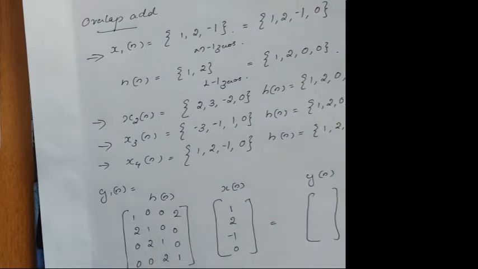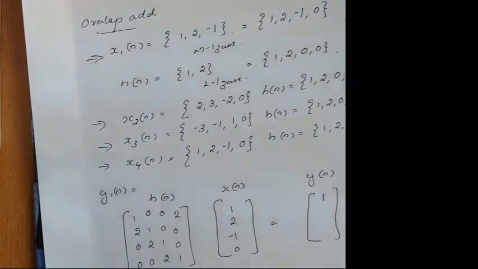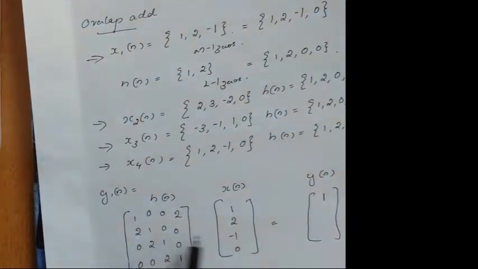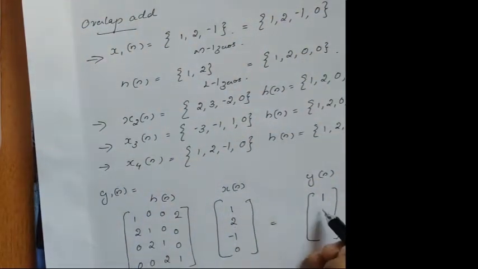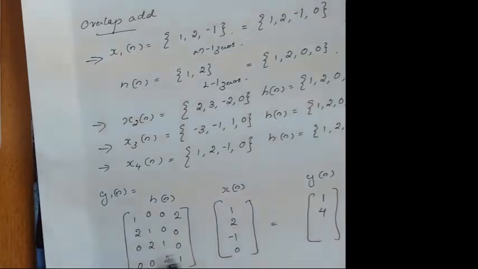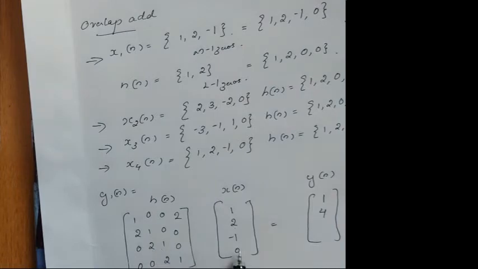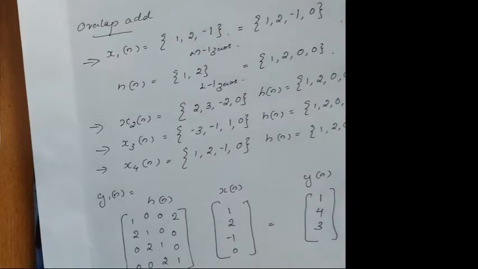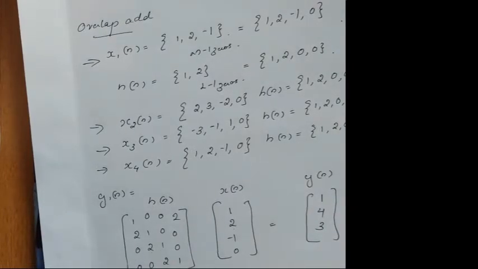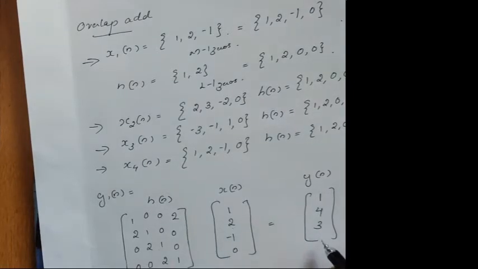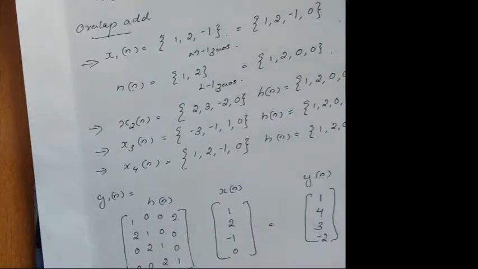You will get 1. Other things are 0, so you will get 1. Then 2 into 1, 2, plus 2 into 1, 2, 4. Then 0, 2 into 2, 4, plus 1 into minus 1, 3. And last thing, 0, 0, minus 2. Like that you can do the next step.